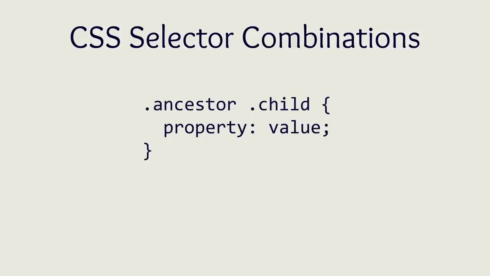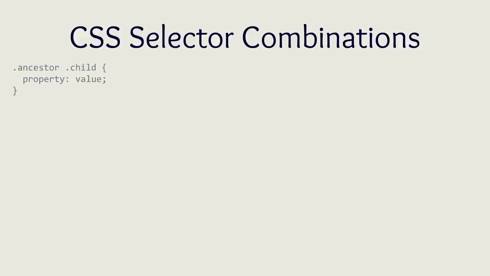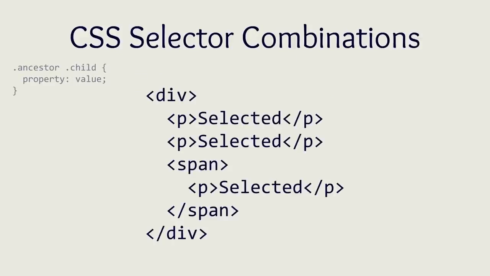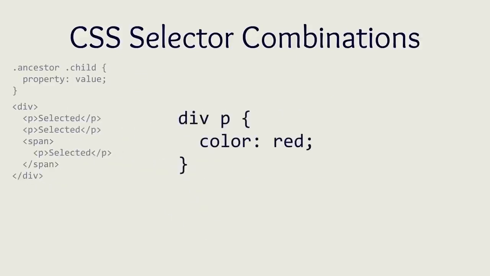To do this, you will put a space between the ancestor and child selector. For example, to select all p tags inside a div, you simply need to use the following selector. This will select all p tags that have a div as their ancestor, even if the div tag is not the direct parent of the p tag.